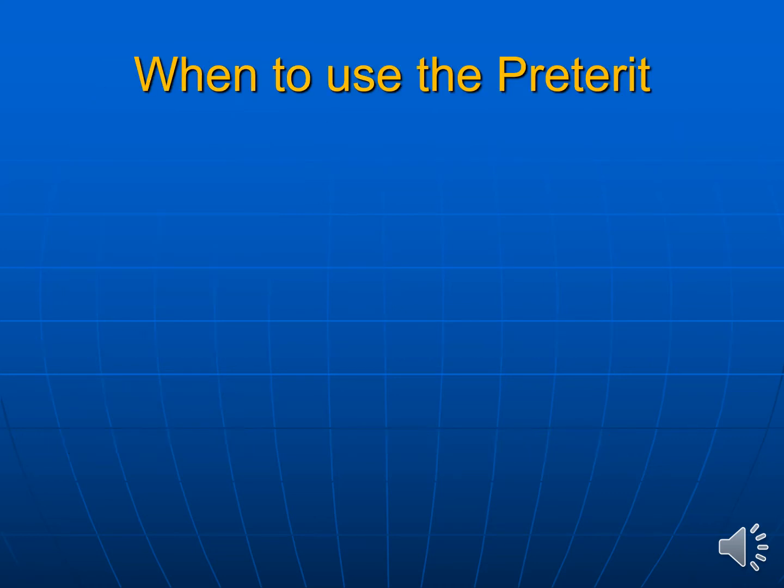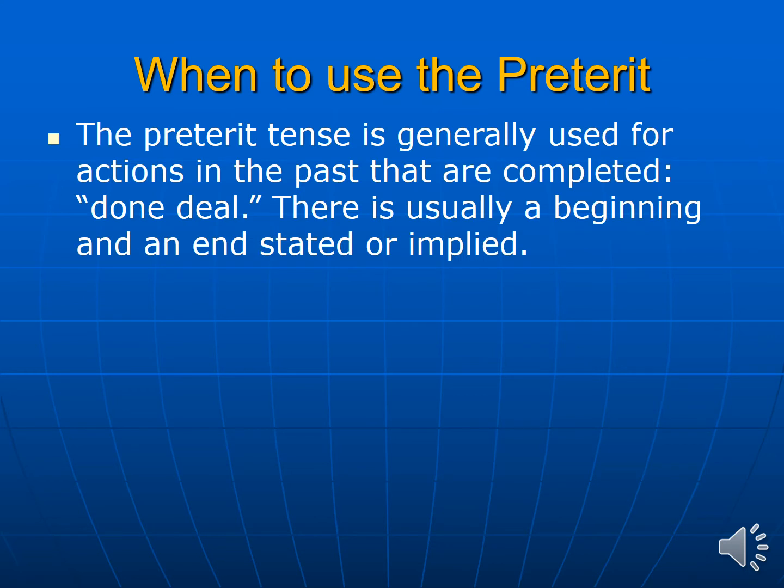So that's verbs. When do we use the preterite? The preterite past tense, which I've already taught you, had so many stem changing verbs and irregular verbs, and that was a very difficult past tense to learn. But the preterite tense is generally used for actions in the past that are completed. I call it a done deal. There's usually a beginning and an end that's either stated or implied.